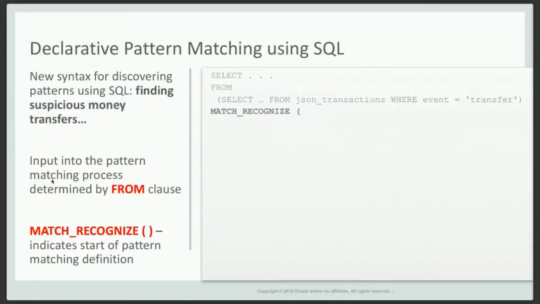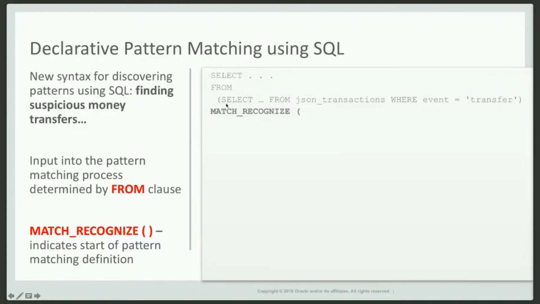Match Recognize: if you do a select statement, you'll see underneath the from clause, we add this new keyword, Match Recognize. The from clause acts as the input into Match Recognize. So in this case, I'm going to select some columns from my JSON transactions data set, and I'm just going to feed in events where the type is transfer.